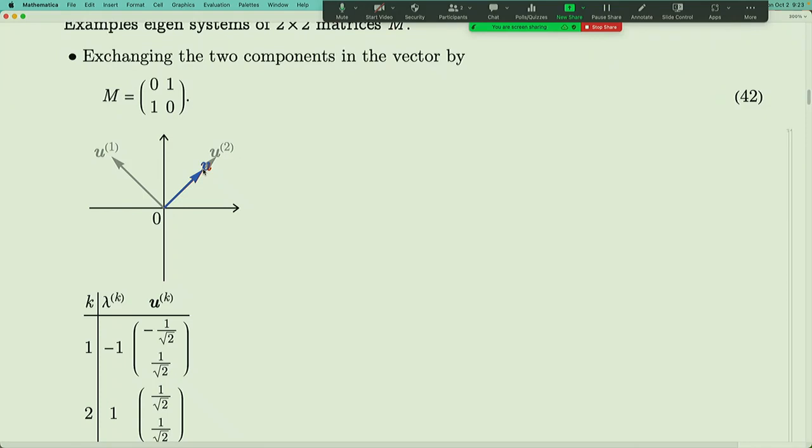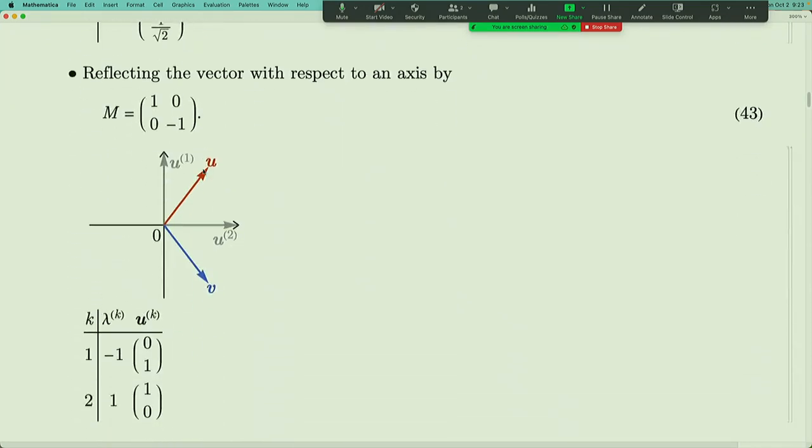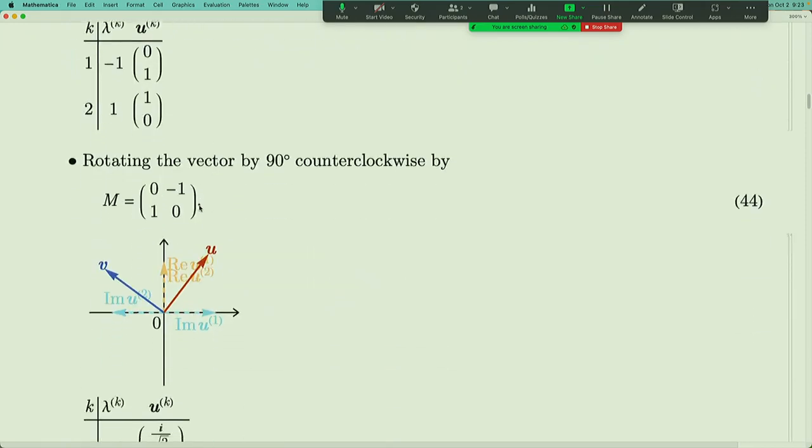Yes, for a rotation matrix, I'm going to talk about that. The eigenvalue will be complex. Here the eigenvalues are real. Very quickly, another example, which is reflection along the x direction. Again, you can see there are two eigenvectors. For u1, along the y direction, the vector is scaled in the opposite way. The other vector is scaled in the same way. So the eigenvalues are -1 and 1.